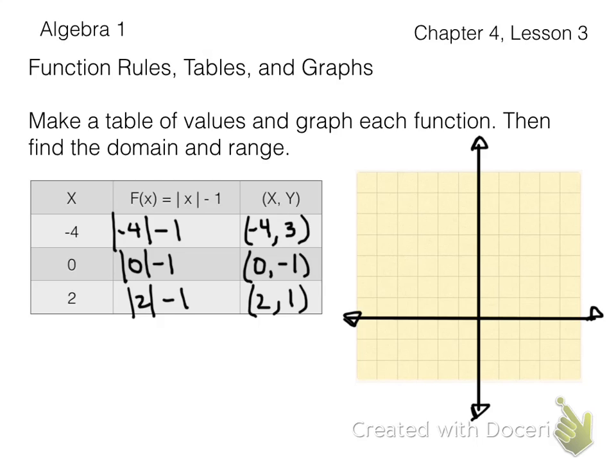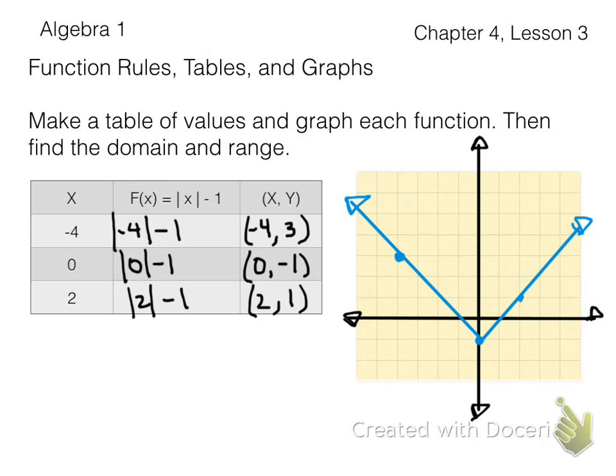I just want to show you an absolute value problem. Whenever you have absolute value, it's going to graph as a V. But it's always going to be a V going up, because you usually don't have a V going down unless there's something going on outside the absolute value that results in a negative answer. So if you plug in -4, 0, and 2, you're going to get points of (-4, 3), (0, -1), and (2, 1). And it's basically going to look like those points, and then you're going to connect them, and you're going to notice a V.